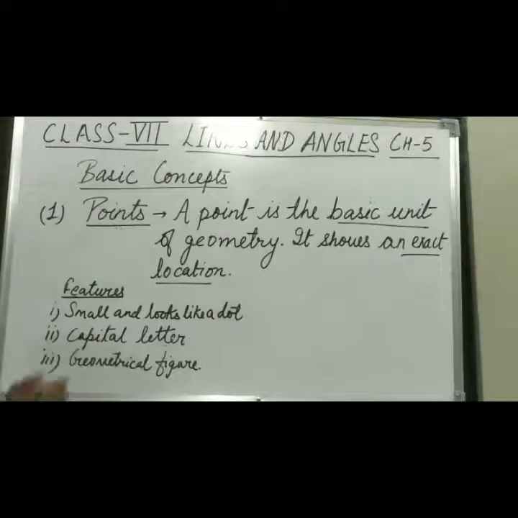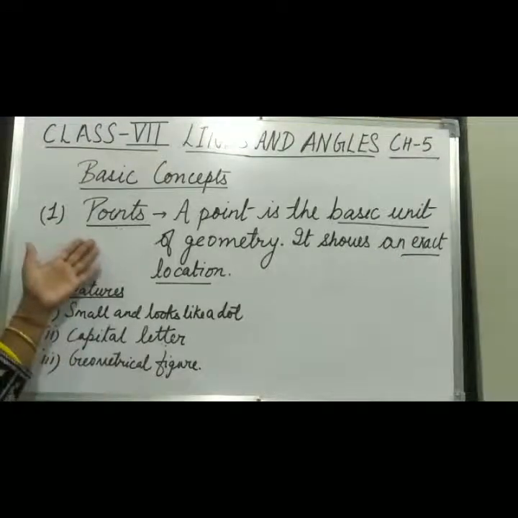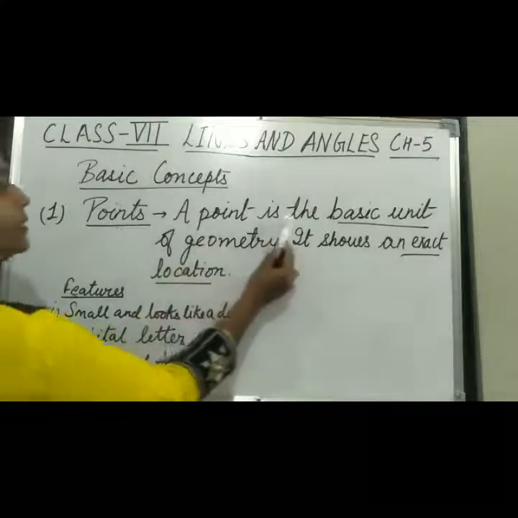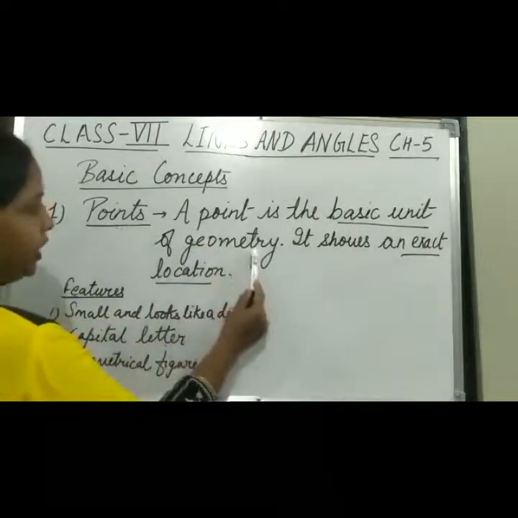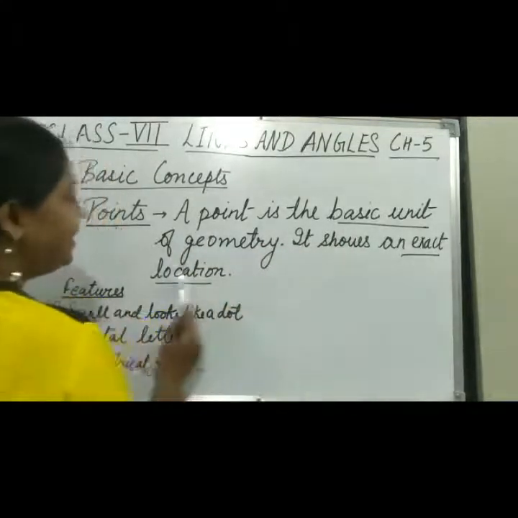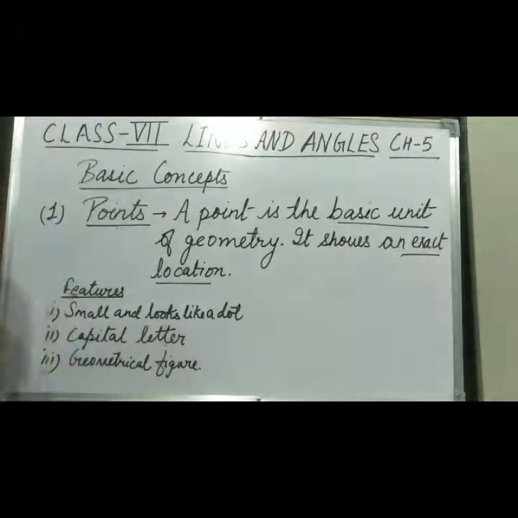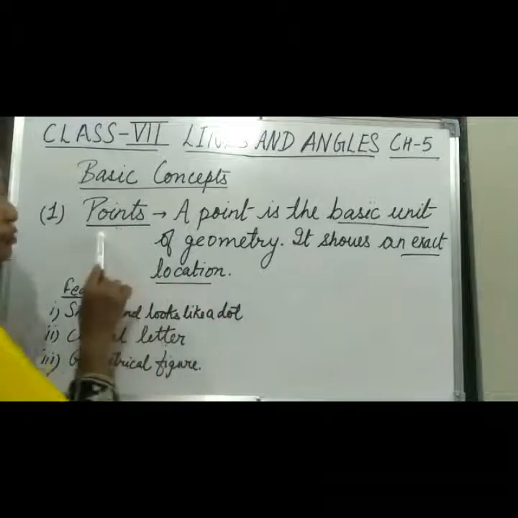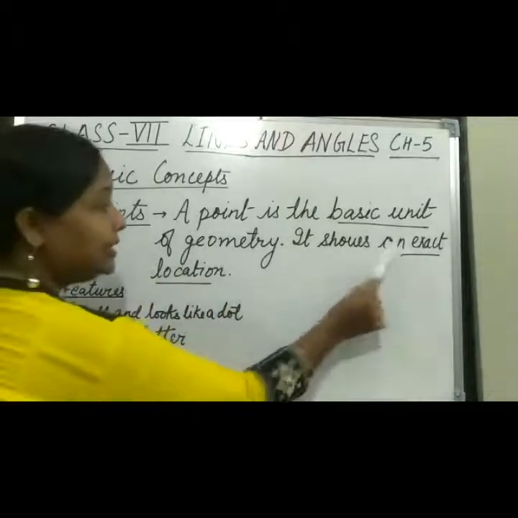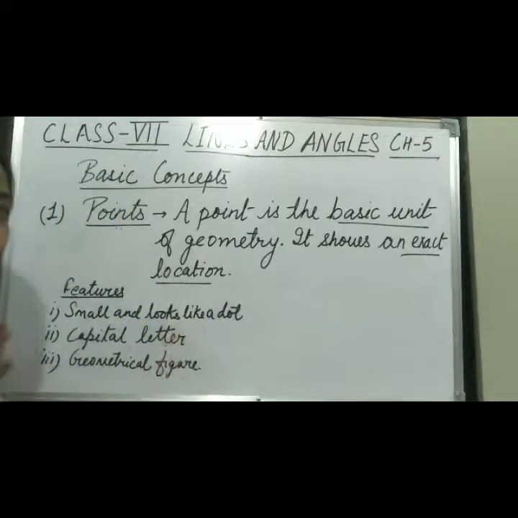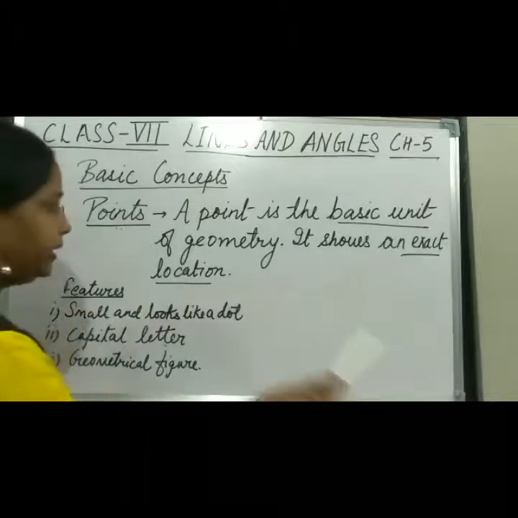Now the first concept is point. Definition of point: a point is the basic unit of geometry. It shows an exact location. Basic unit means all the geometrical figures are made up of points, and it shows the exact location of every figure where it is located.